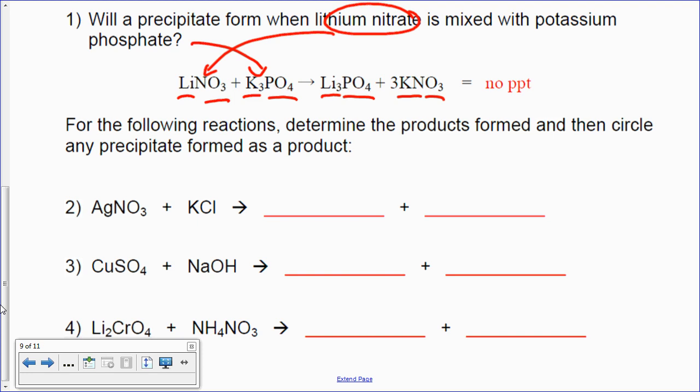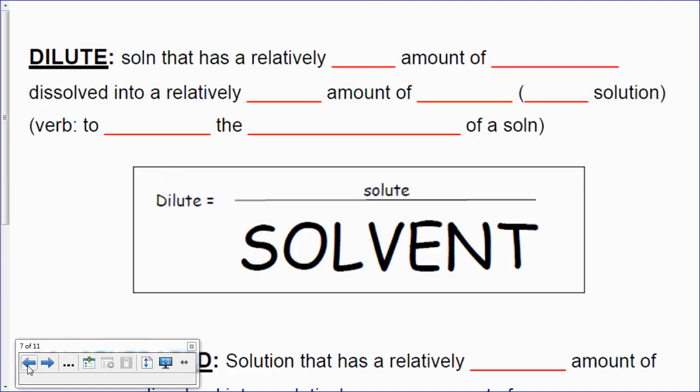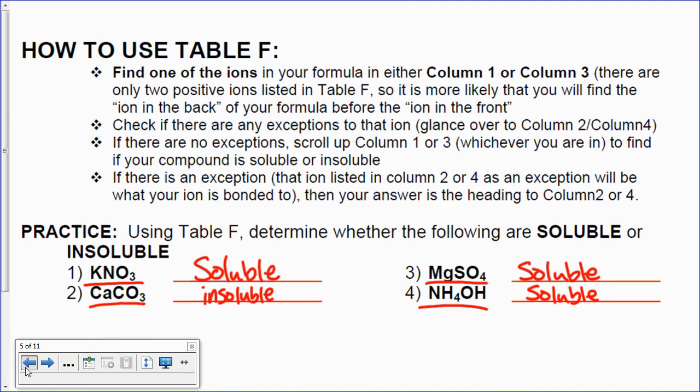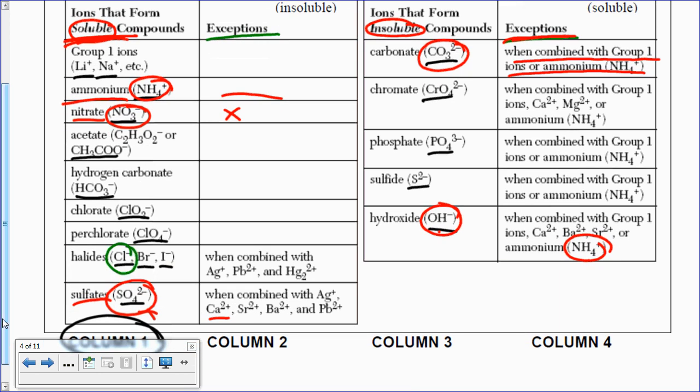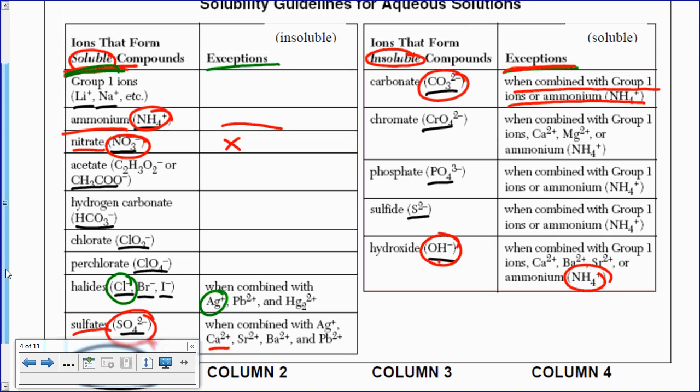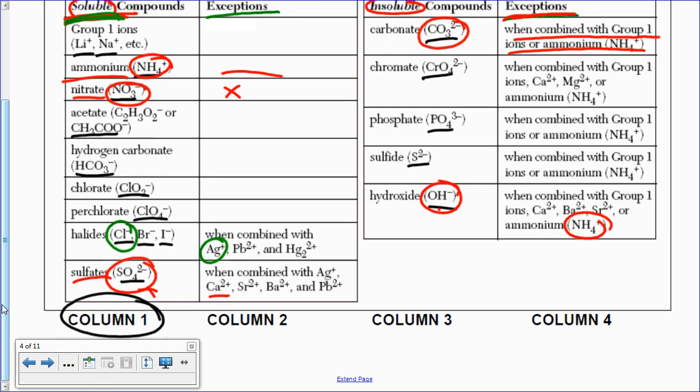Now, in this example, we're going to do AgNO3 and KCl. So we're going to do the swap first and see what we get. So we get AgCl and KNO3. So now I look at my table F, and I see that silver chlorides, let's flip back here, make sure we got table F right. So let's find our chlorides and silver. Here's halides, chlorides. It is soluble unless it's combined with silver. So silver chloride is insoluble.